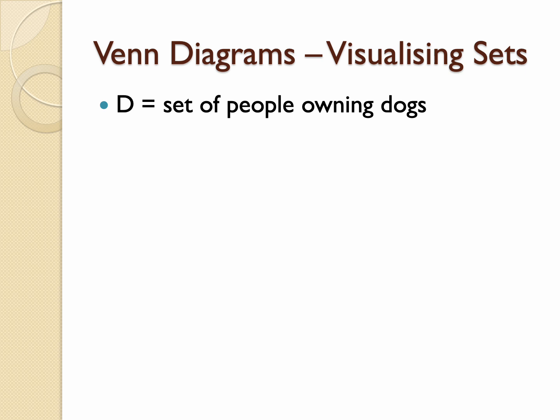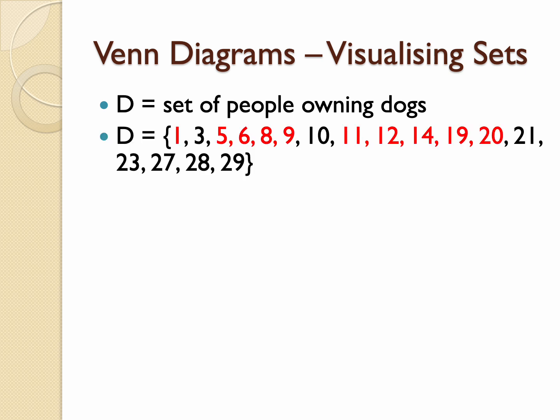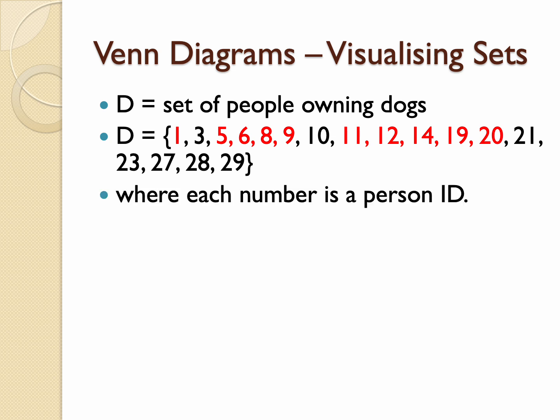We can fully specify this set mathematically as well by listing all the IDs of the people who own the dogs. So these numbers, suppose, represent persons' IDs. So these are numeric IDs. So the set of dog owners can now be represented by a list of IDs. And so these are the list of IDs for all those people who own dogs. Some of these IDs are red, and I shall explain later as to why that's so.